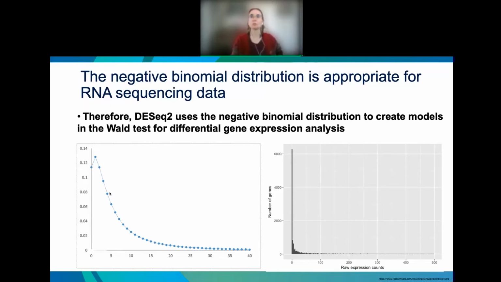DESeq2 uses the negative binomial distribution to create models in the Wald test for differential gene expression analysis. This is one of the strengths of DESeq2, that they use a distribution that is accurate and appropriate for RNA sequencing data, and not all statistical tools do. That's why I showed the binomial distribution, because it's sometimes used to model count data, but there are assumptions within that distribution that don't hold for RNA sequencing data. So I just wanted to point this out as one of the strengths of DESeq2.